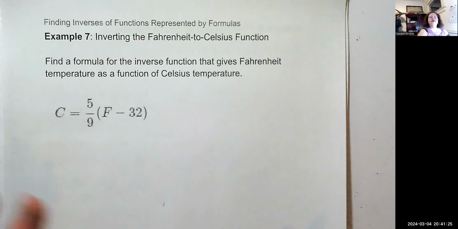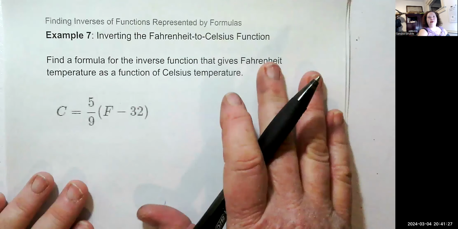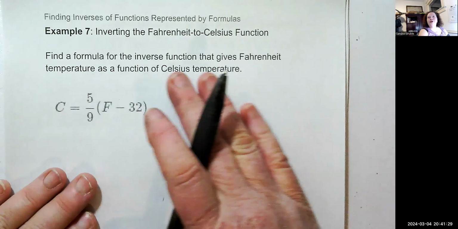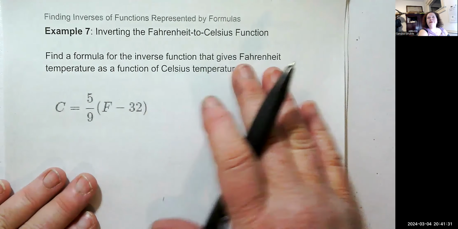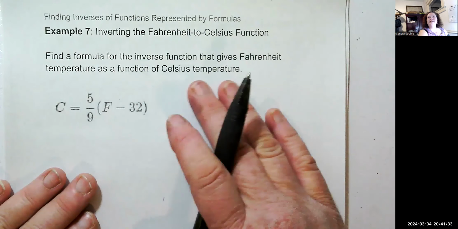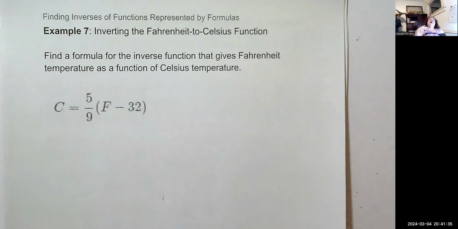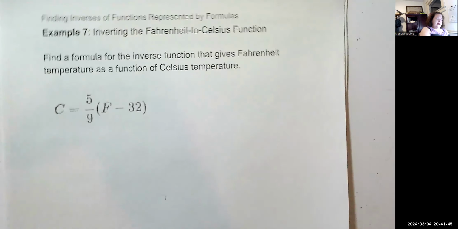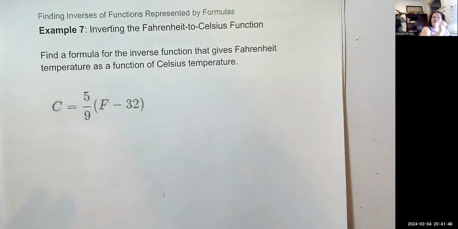All right, so the next one, it's very limiting, but just to show you in the whole real world thing, find a formula for the inverse function that gives Fahrenheit temperature as a function of Celsius temperature. Therefore, if they want you to put everything in Celsius, that means they want you to solve for F, because they want your function to be a function of C. We're not going to do an inverse here per se, as far as writing the little inverse minus 1 up there.